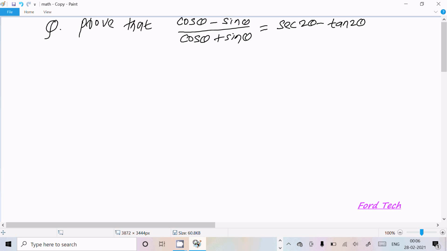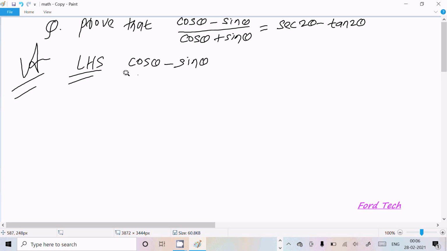Hello friend, in this video lecture I'm going to prove that (cos theta minus sin theta) divided by (cos theta plus sin theta) is equal to sec 2 theta minus tan 2 theta. So let's see the answer. We take the left hand side: cos theta minus sin theta divided by cos theta plus sin theta.